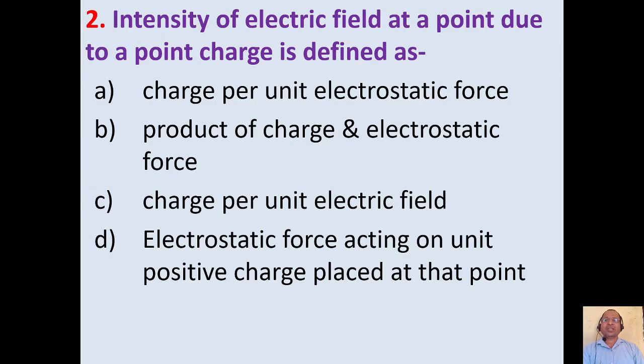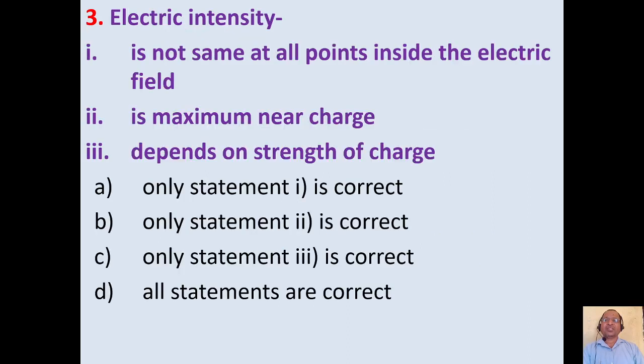Intensity of electric field at a point due to a point charge is defined as, by definition, capital E is equal to F upon Q, that is, the electrostatic force acting on unit positive charge placed at that point. Electric intensity: three different statements are given: it is not the same at all points inside the electric field, it is maximum near the charge, it depends on the strength of charge. We have to check which statement is correct.